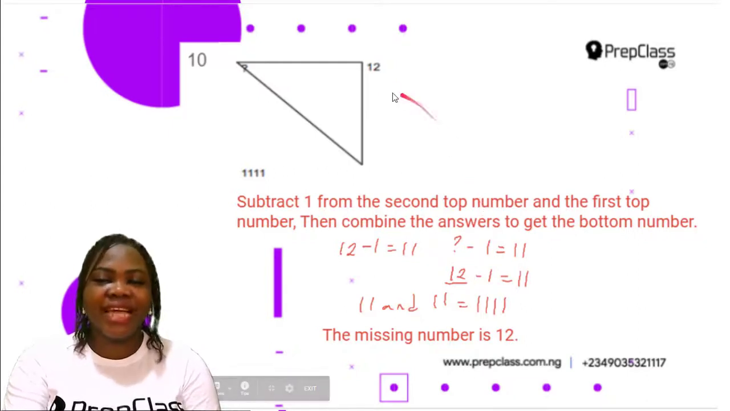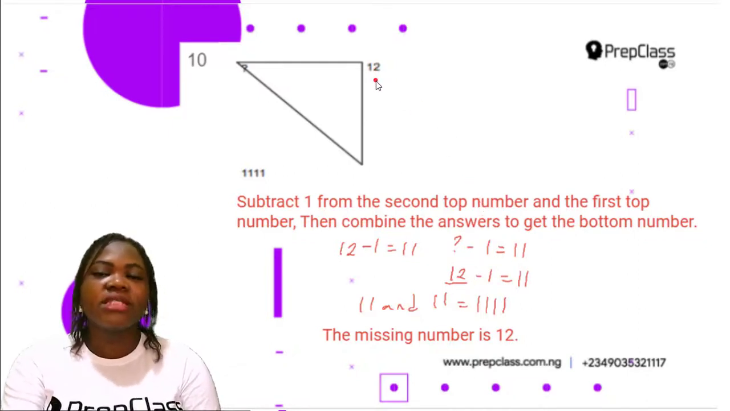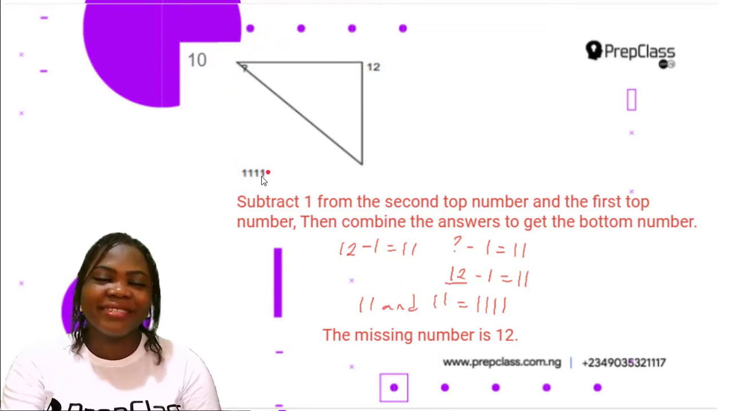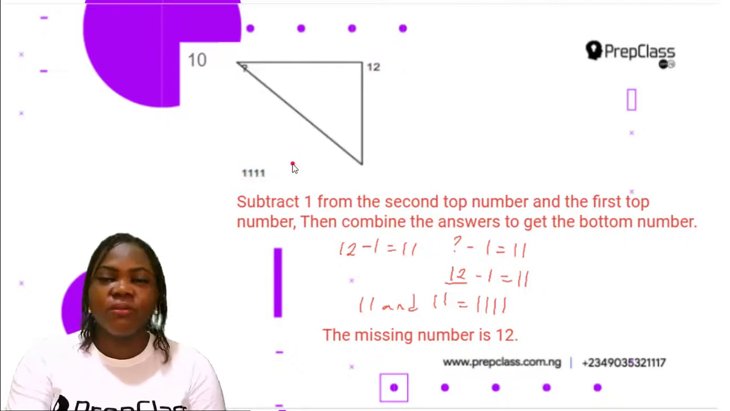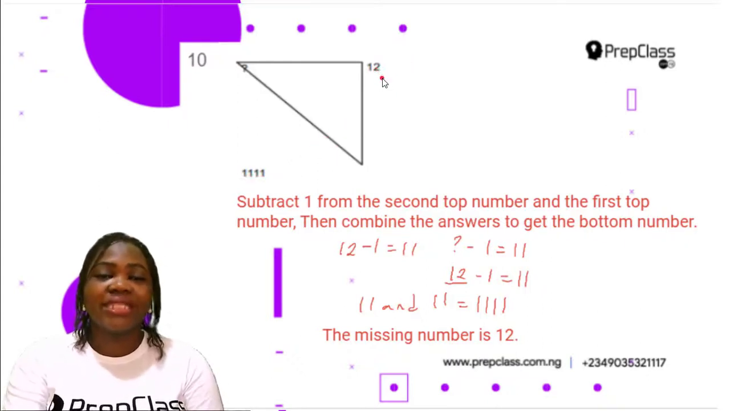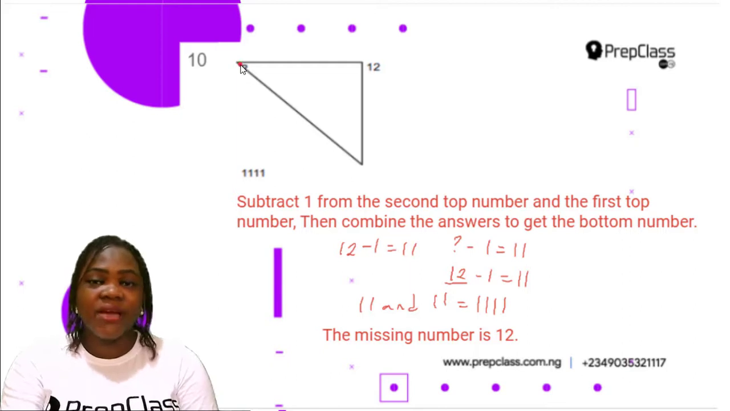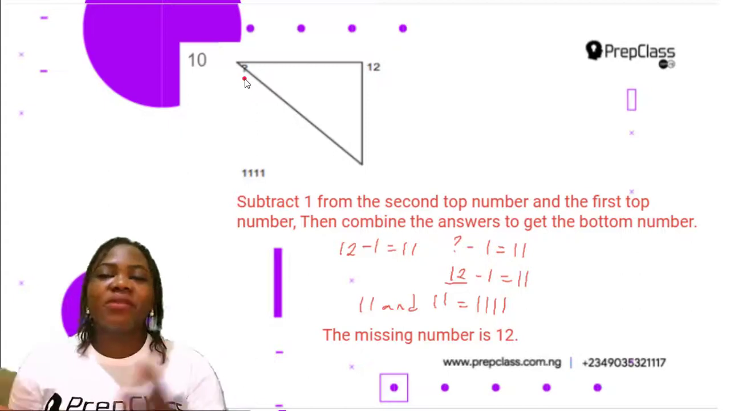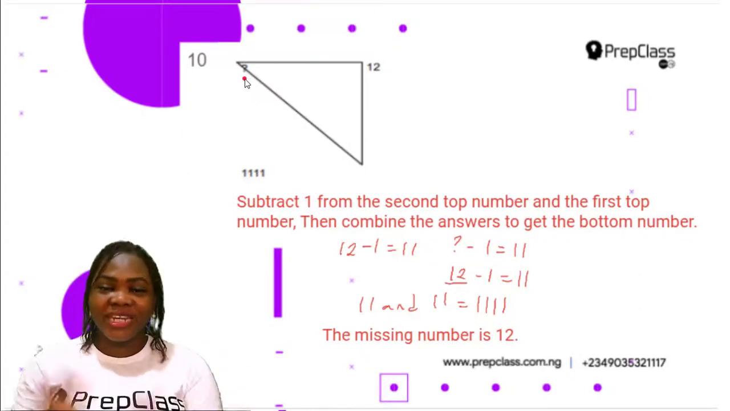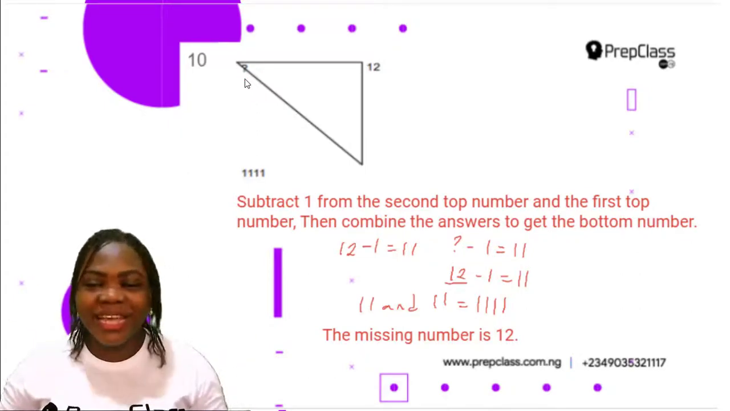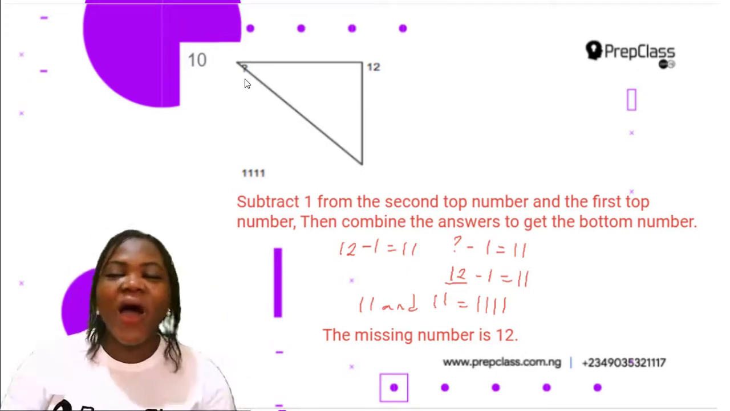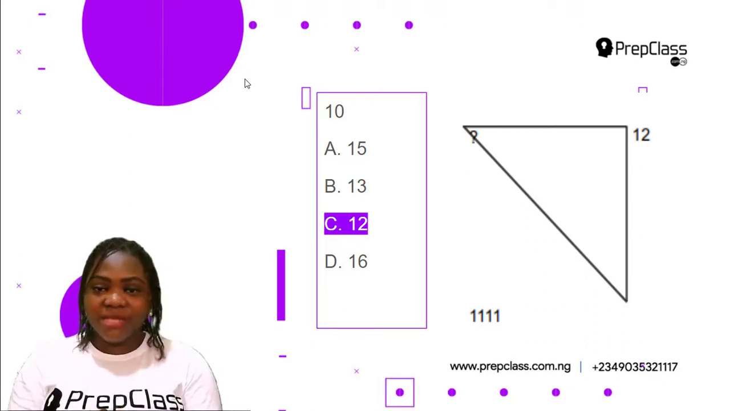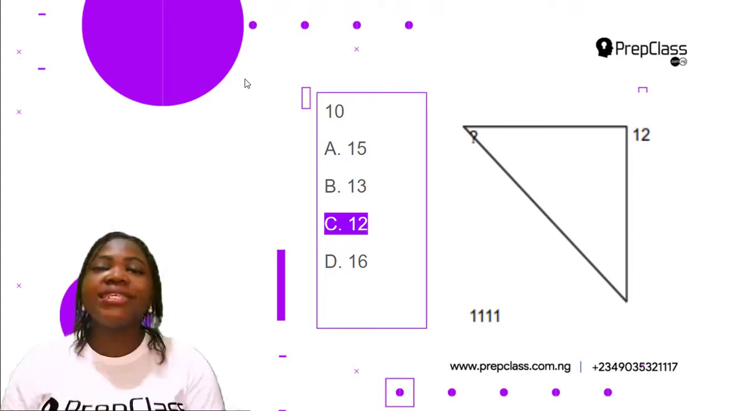So for us to be sure that the answer is correct, subtract 1 from the second top number, then subtract 1 from the first top number, and then combine the answers to see if you will get this bottom number. Okay, so 12 minus 1 is 11. Then the missing number here, we got it as 12. So 12 minus 1 is also 11. So 11 and 11 combined would give 1111. So you can see that we got the answer. So the missing number here is 12. Okay, so which of the following options is correct? Remember that the missing number is 12. So the correct option is C. Check.